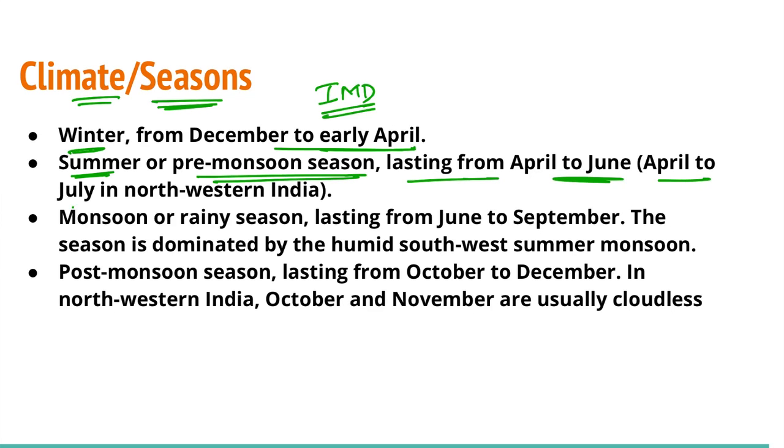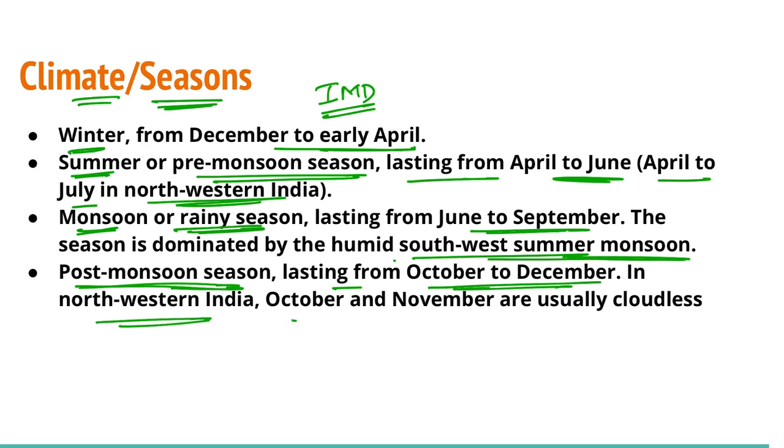That is April to July in northwestern India. The third comes monsoon, also called the rainy season. It lasts from June to September, and the season is dominated by the humid southwest summer monsoon. And finally, the fourth one is the post-monsoon season, and it lasts from October to December in northwestern India. October and November are usually cloudless.